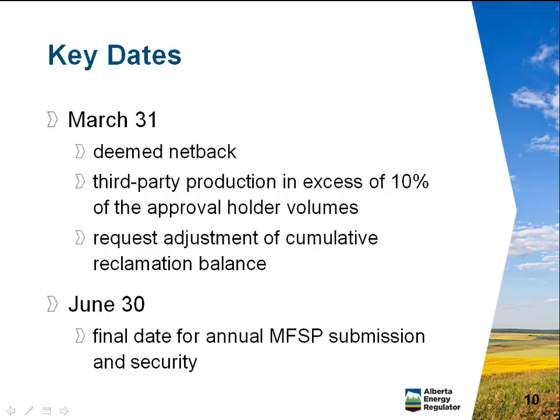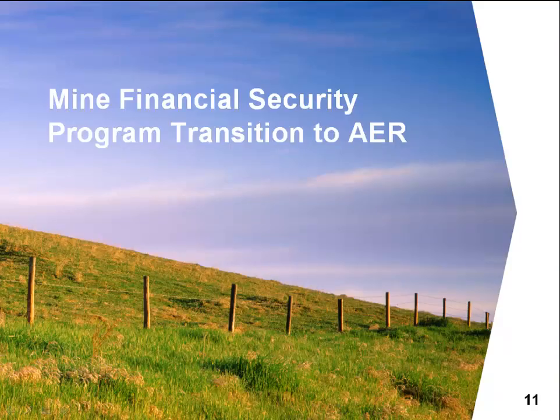Second key date is June 30th. This is when the annual submission must be provided, and if there's any changes in the security, this is when the approval holder also provides that. So the transition to the AER, which is happening on proclamation, which you've heard David mention, is the 29th.